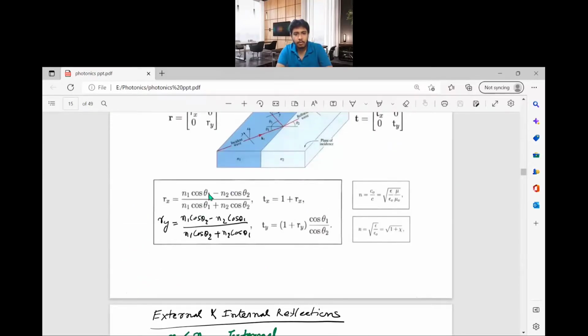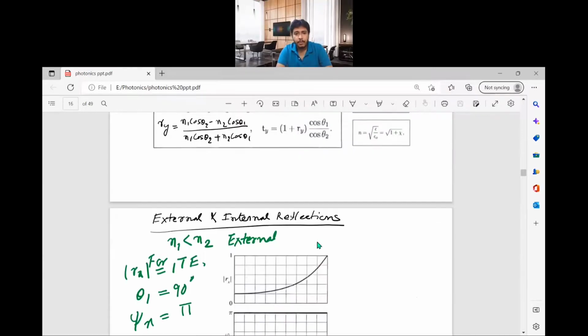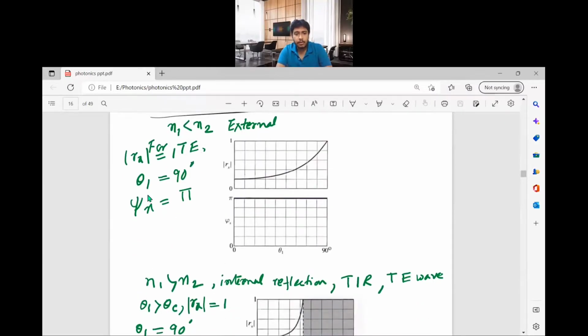So if you put theta 1 and theta 2 both equal to 0 degrees, it will be (n1 minus n2) by (n1 plus n2). As n1 is less than n2, Rx will always have a negative sign, so you get a 180 degree phase shift. Okay, so the phase is always 180 degrees, the pi, and it will remain pi, 180 degrees, from 0 to 90 degrees.